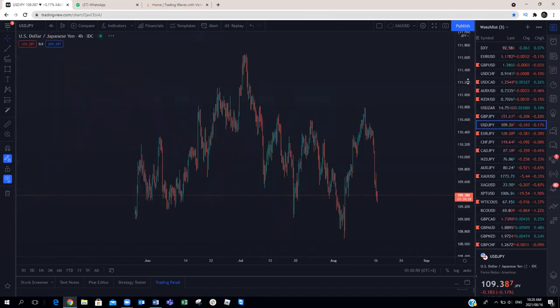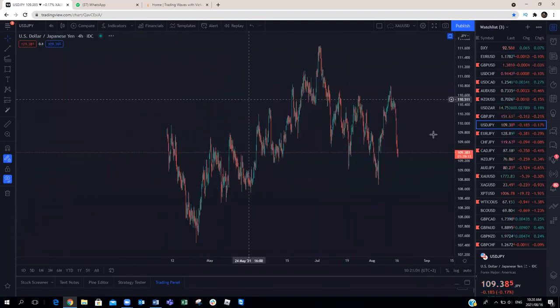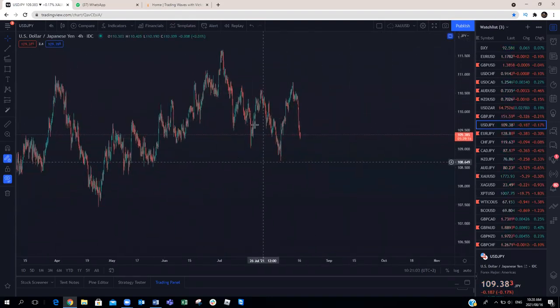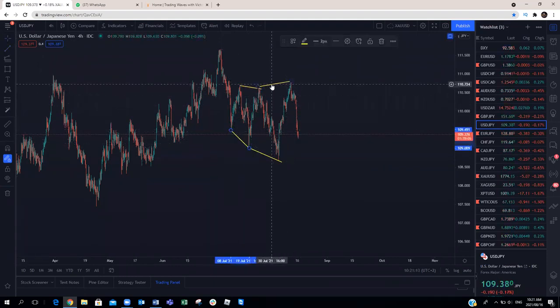US dollar yen. We were expecting this to continue to the upside, but when it made this move, this is what we actually saw. And this is how the indicator saves you from the wrong analysis. So let's look at what we initially looked at and how the structure eventually transpired. So this is what we have. I'm going to delete this.